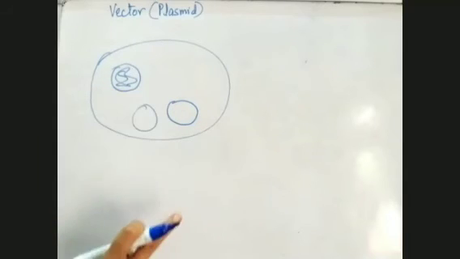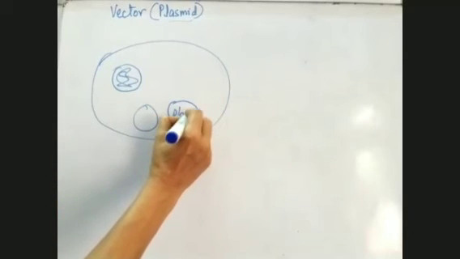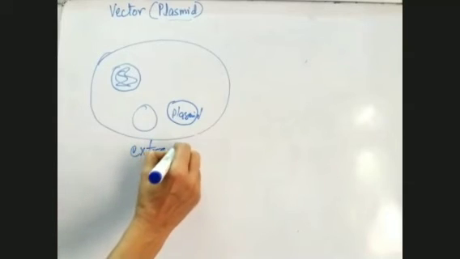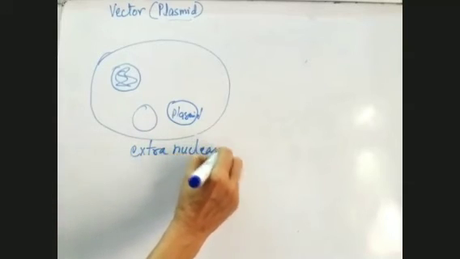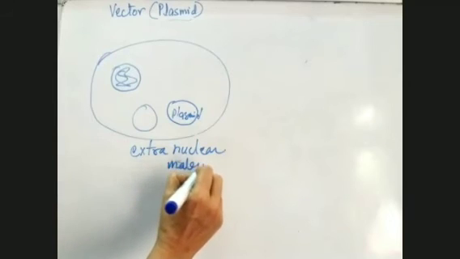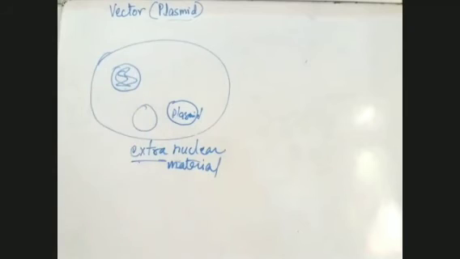This is extra nuclear material. Plasmid, this is a plasmid. What is a plasmid? Plasmid is an extra nuclear material. Why do we call it extra nuclear material? Because this is present outside the nucleus, and it has DNA. It is nuclear material. That is why we call it extra nuclear material.